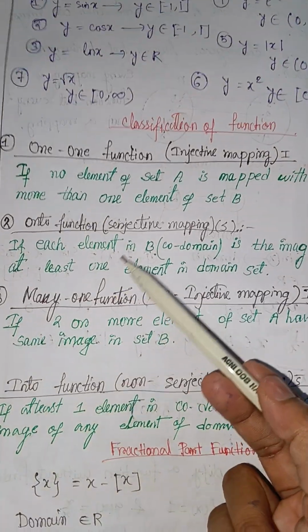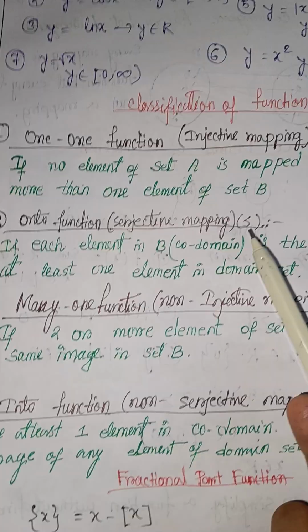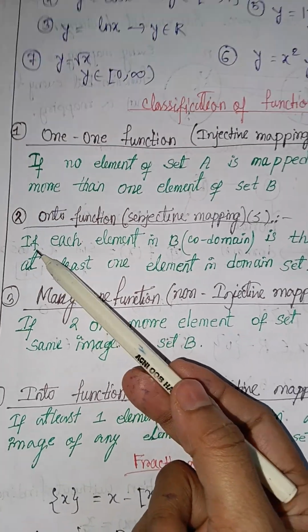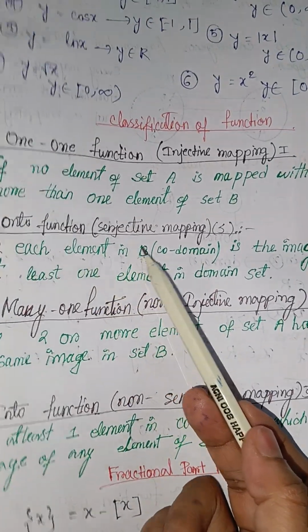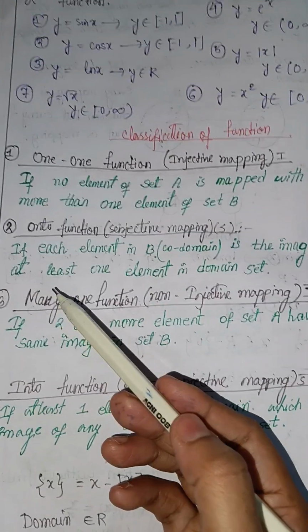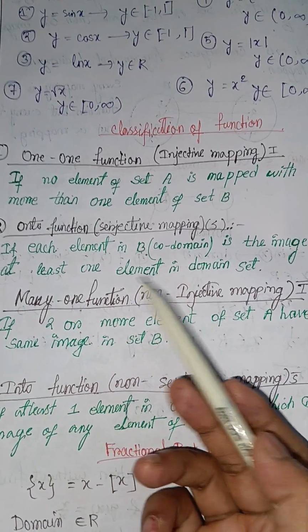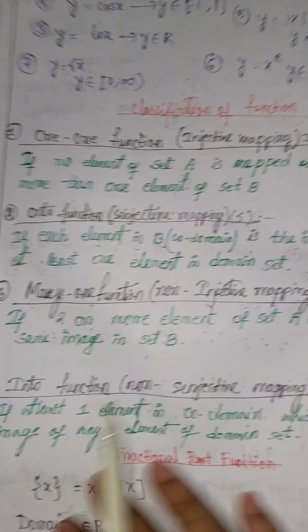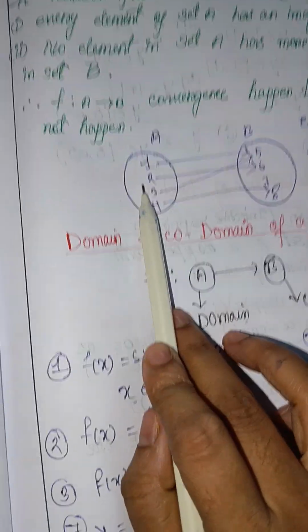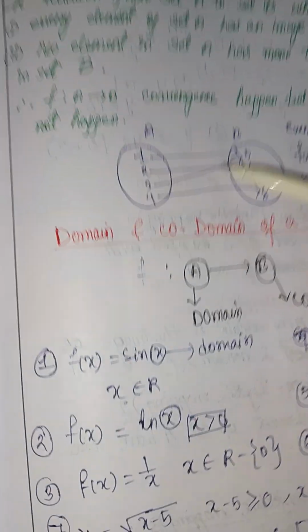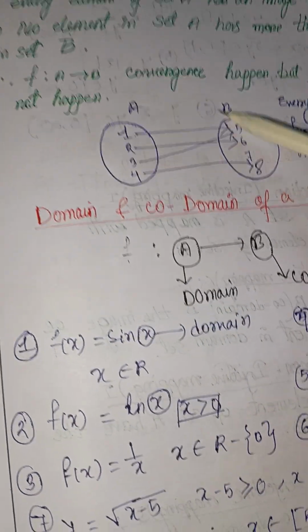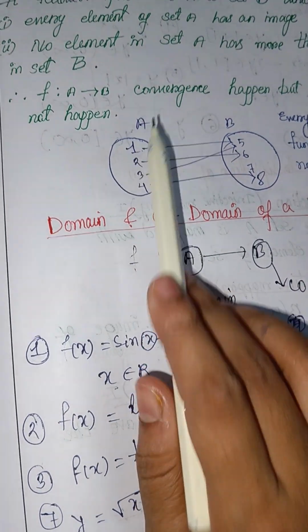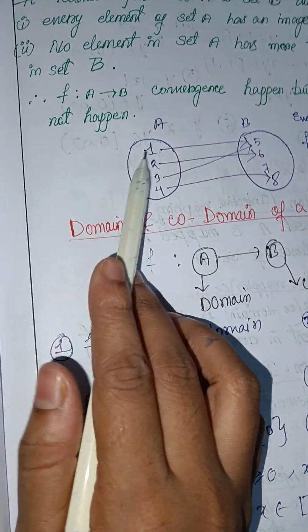Next, the onto function, that is surjective mapping, and we denote it by S. If each element in set B, the codomain, is the image of at least one element in the domain set. So the codomain, which is our B set, definitely. For an example, suppose that is set A and that is set B. All 4 elements of B, that means the 4 codomain elements, are connected.